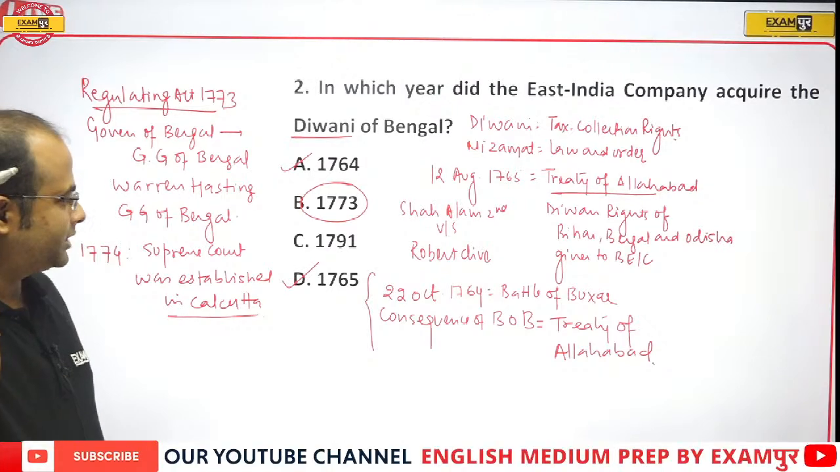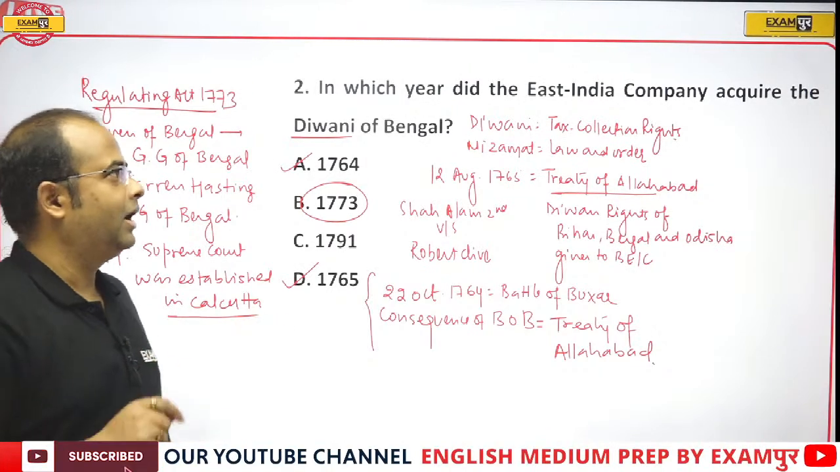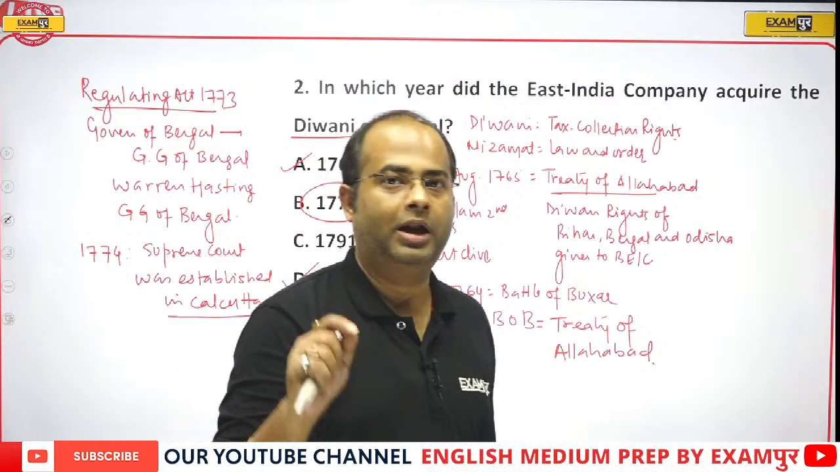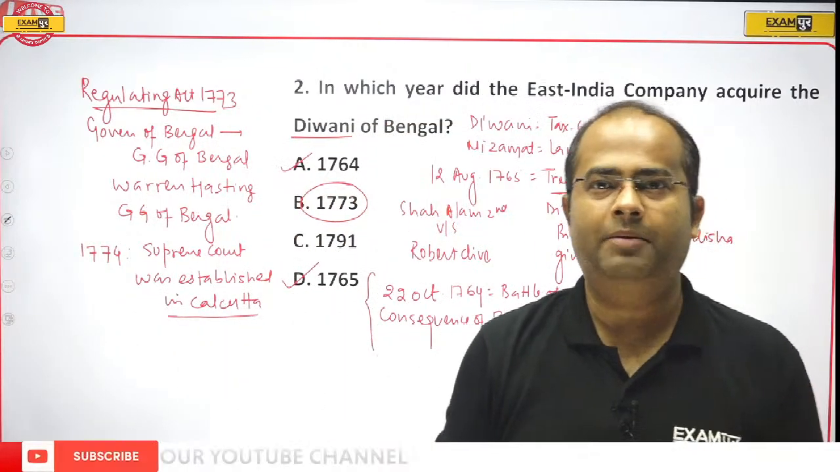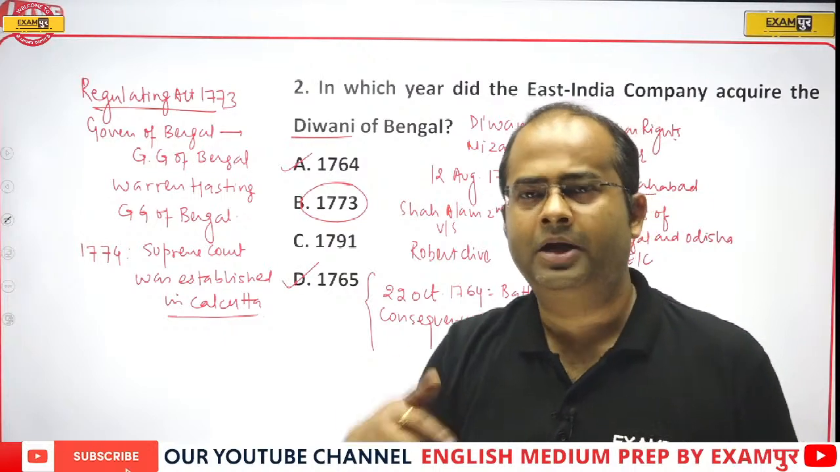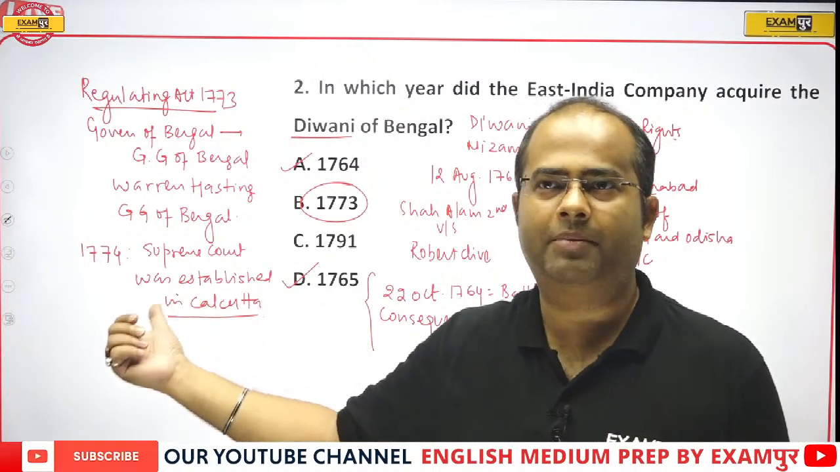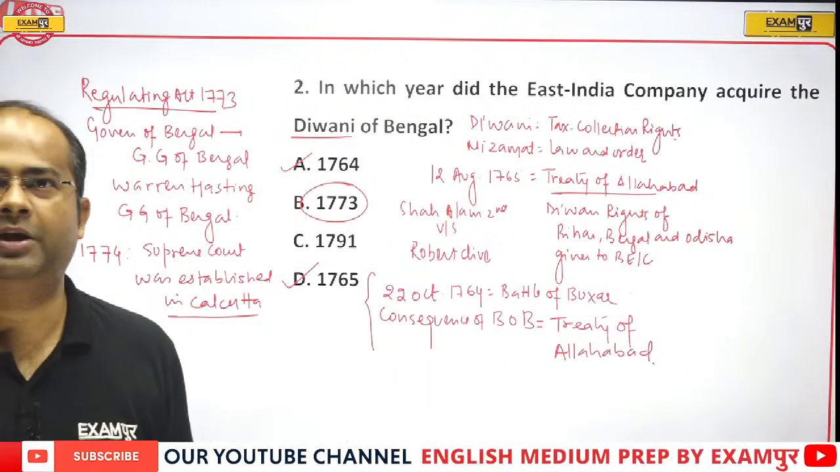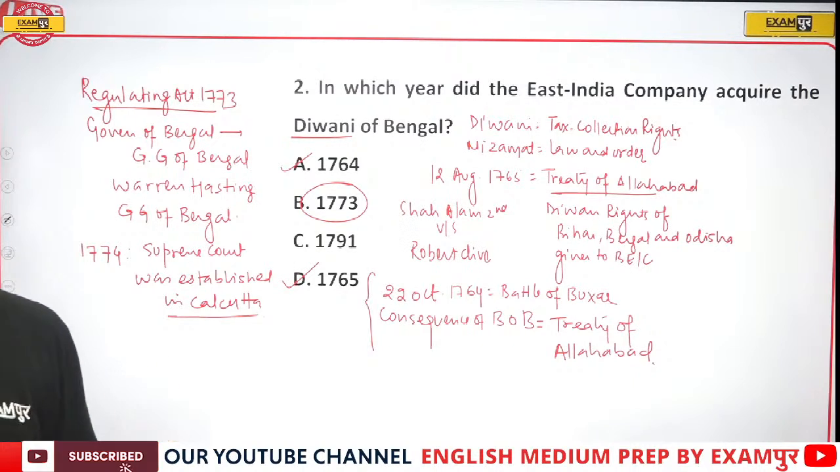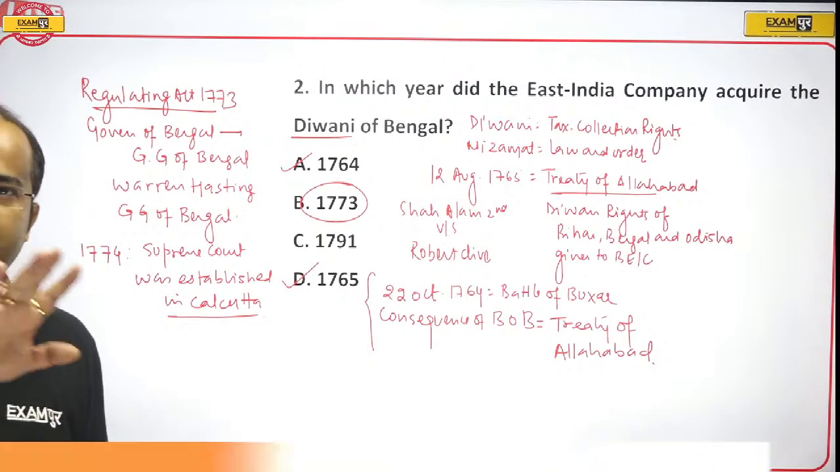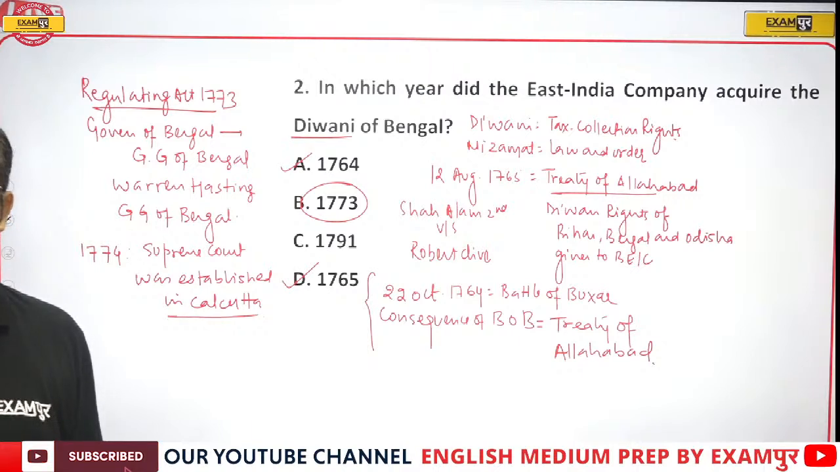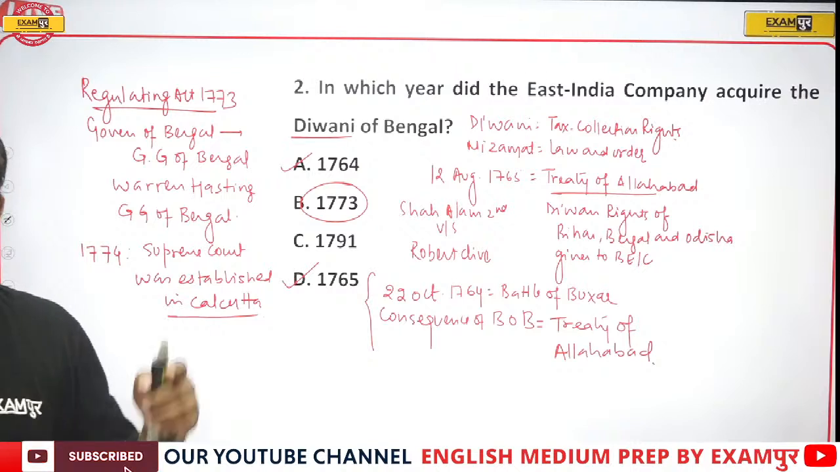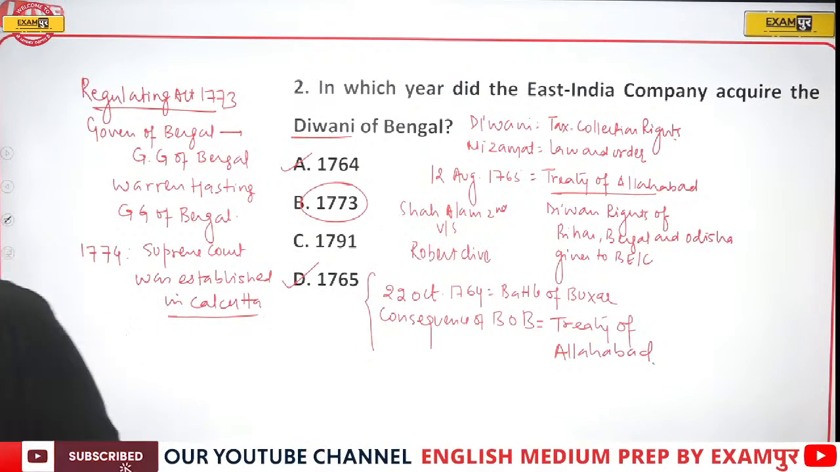Therefore, my dear students, the correct answer will be 1765, and in this year the Treaty of Allahabad was signed, in which the Mughal Emperor was forced to give the Diwani, that means the tax collection rights of Bihar, Bengal and Odisha. Is it clear to all of you guys? I will try to give you a detailed explanation of the question, so that if it comes in the exam, you are 100% confident that whatever you are answering is true and correct, with proper reason and logic.